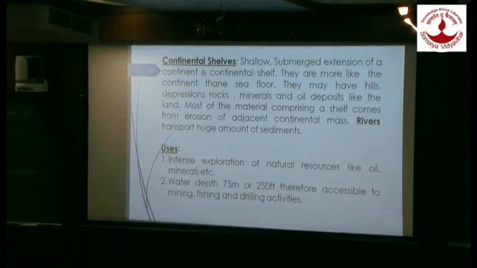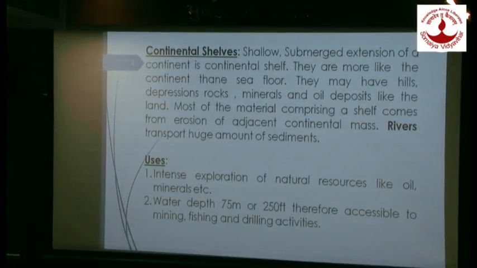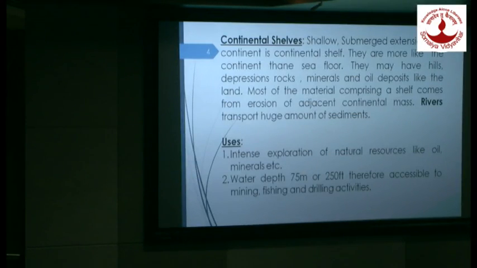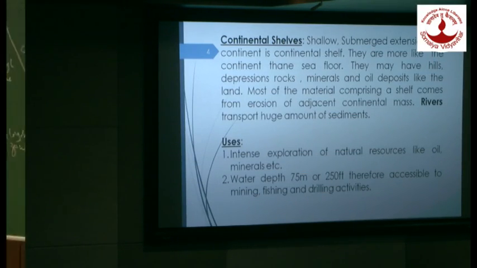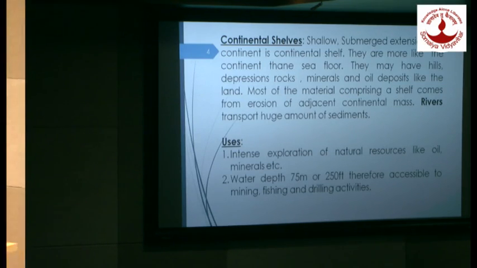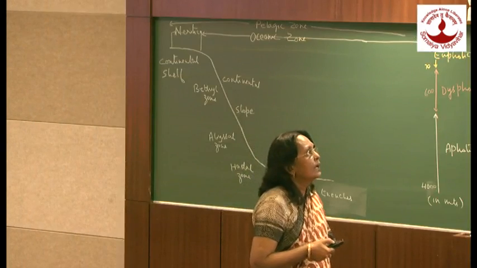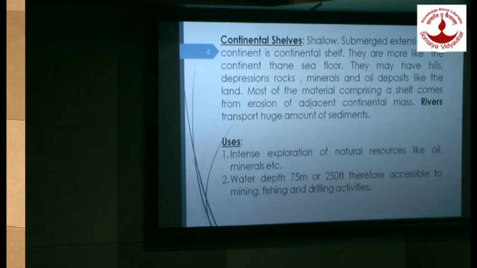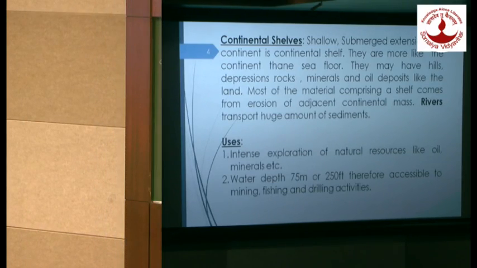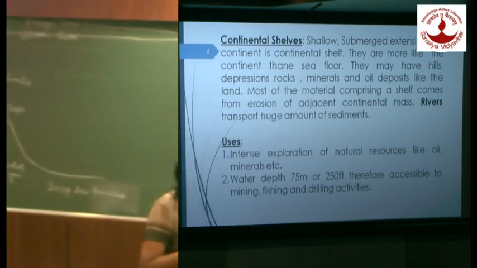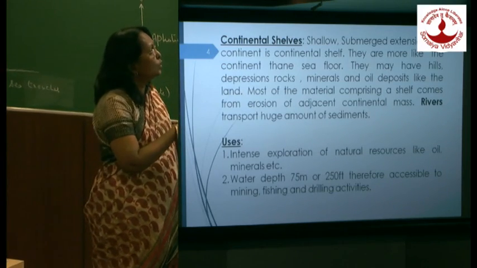Now next what we have to see is, what are these continental shelves. Now what did I say? Continental shelf is extension of the land. It is an extension of the land. So it is shallow, submerged extension of a continent, and they are more like the continent. That means they are more like the land than resembling the big sea floor, because it is an extension of that land. So it resembles more of it. They may have hills, depression similar to what is there in the floor, but the main difference is it is much shallower than the oceanic province.